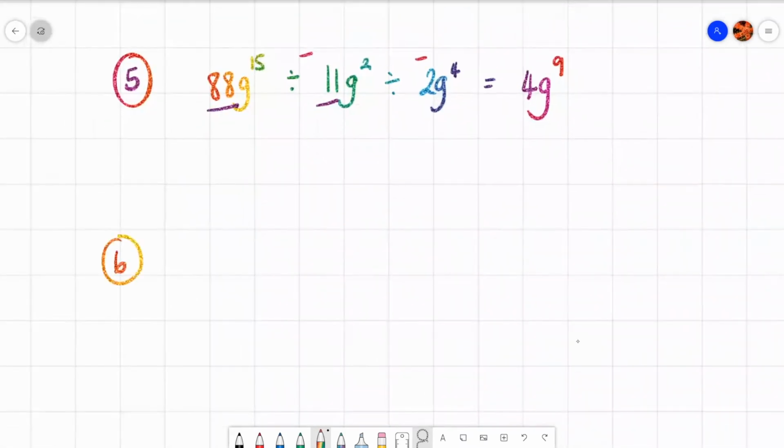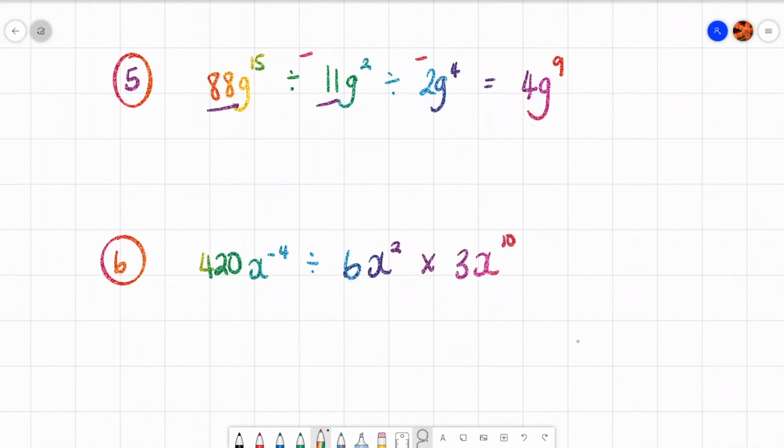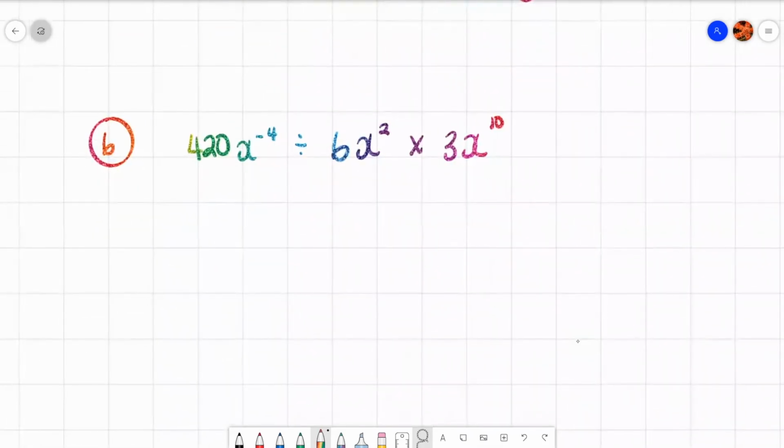Okay, what if we have something like this now? 420x to the power of minus 4 divided by 6x squared, and then times by 3x to the power of 10. So this is where you've got to do it in parts. I've got to do 420 divided by 6 first, which is 70x. Because it's a divide, I've got to subtract the powers. Minus 4 subtract 2 is minus 6.